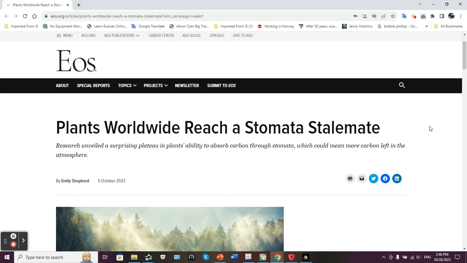I want to share with you this article that appeared on the online publication EOS, and it's a bit troubling. Plants worldwide reach a stomata stalemate. Research unveiled a surprising plateau in plants' ability to absorb carbon through the stomata, which could mean more carbon left in the atmosphere.